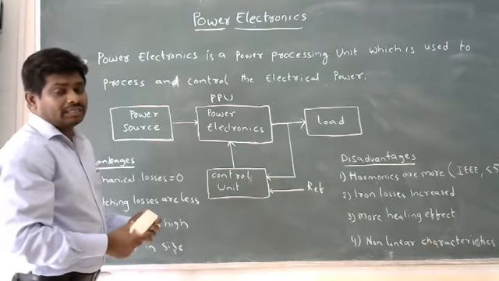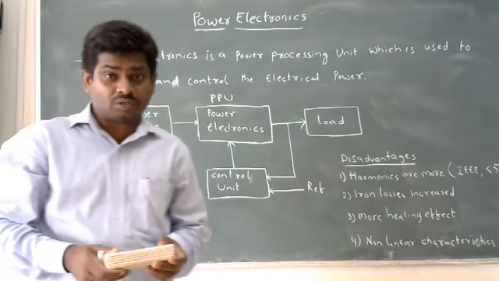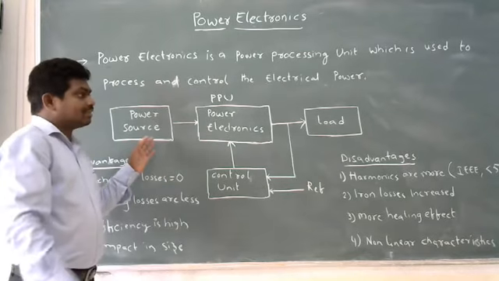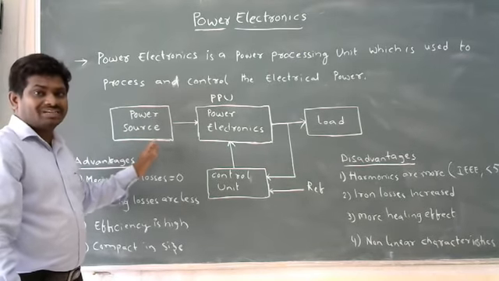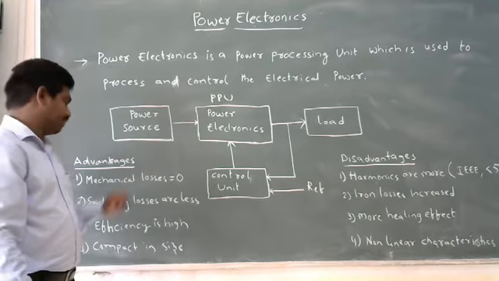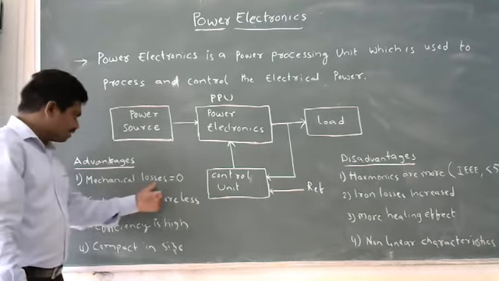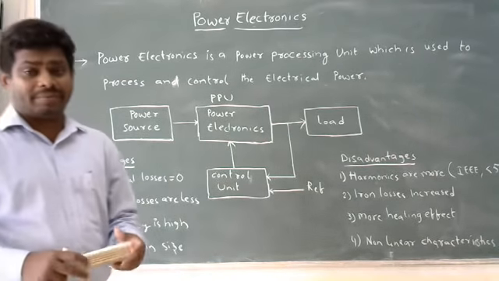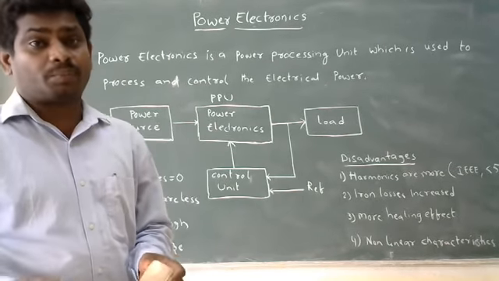Like that, we have different types of converters based on the configuration that we incorporate. And power electronics has both advantages and disadvantages, merits and demerits. We will see the advantages. Mechanical losses, I am saying, are zero. Why I am saying mechanical losses are zero: because there is no rotating part in the power processing unit.